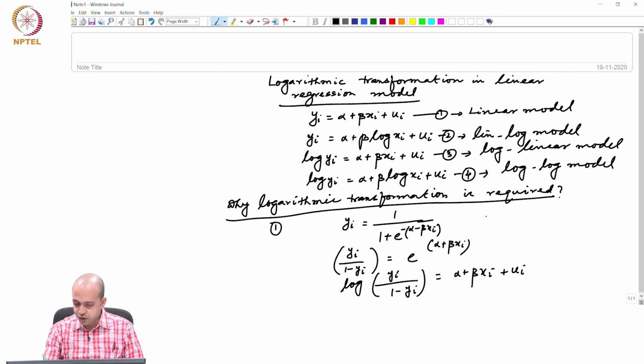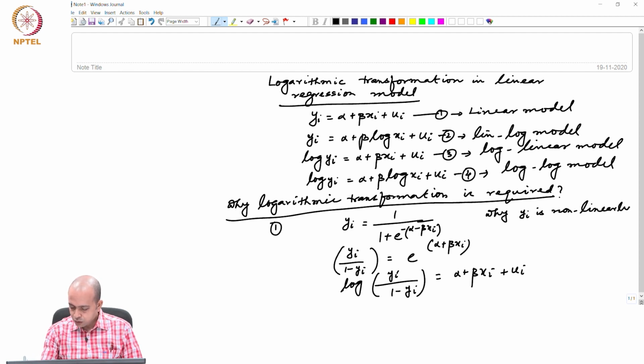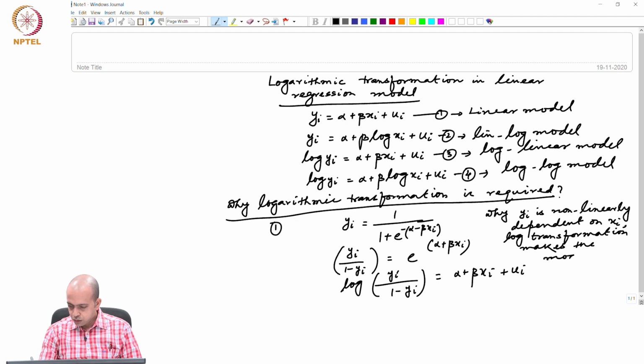So, I will write shortly: when yi is non-linearly dependent on xi, log transformation makes the model linear. This is one reason.